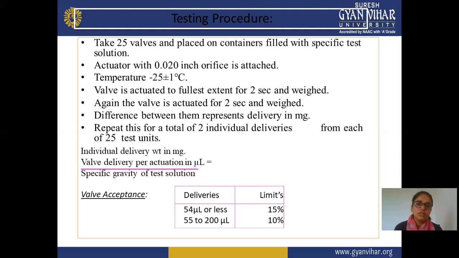So there's one formula. There's a ratio of valve delivery per actuator in μg, and next is the specific gravity of the test solution. And for valve acceptance, if delivery is 54 microliter or less, then the limit is 15%. And next, if delivery is 55 to 200, then the limit is 10%. So according to this procedure, we can specify the acceptance limit, how we perform this test for actuator valve delivery, and how much material gets expelled out according to the quantity.